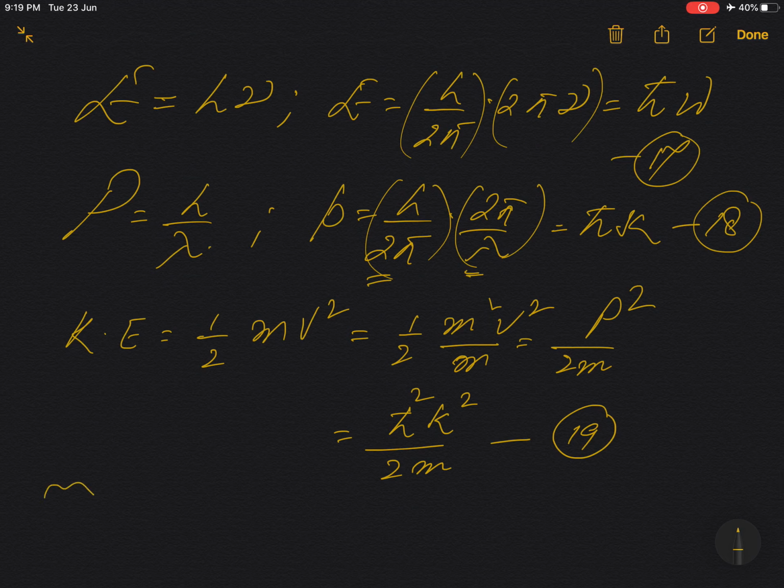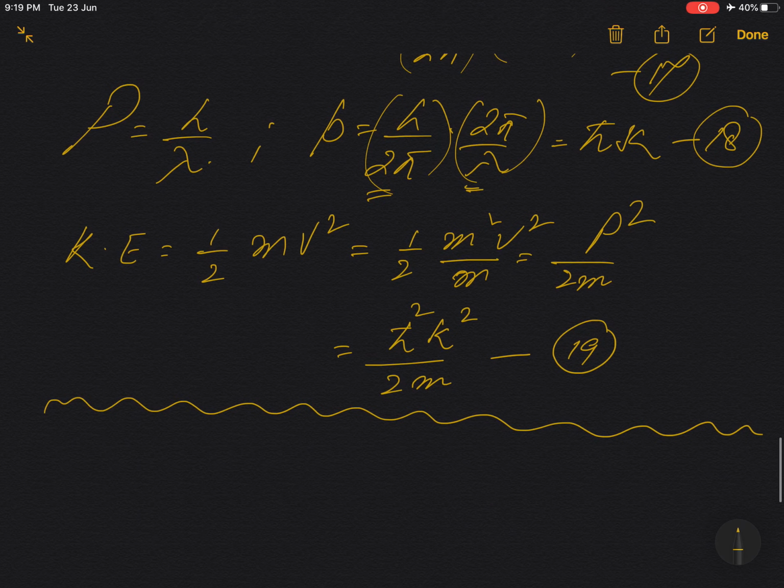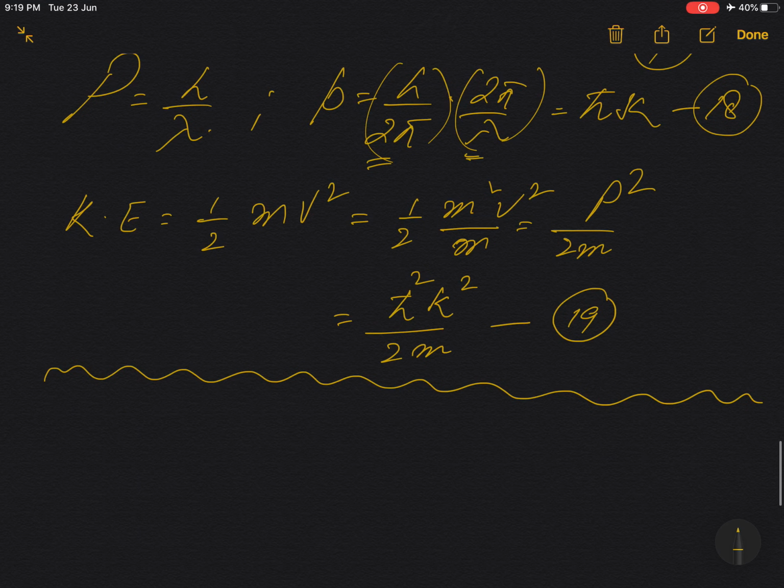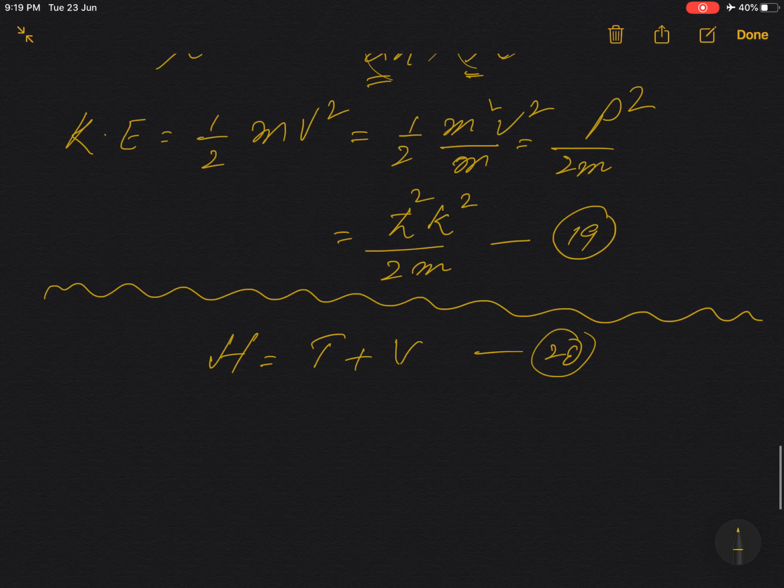Actually, before having the concept of eigenfunction and eigenvalues, let me have one more introduction. In classical mechanics, Hamiltonian is written as kinetic energy plus potential energy. Let me call it expression number 20. Now, in terms of operator, we write it like this. Expression number 21.